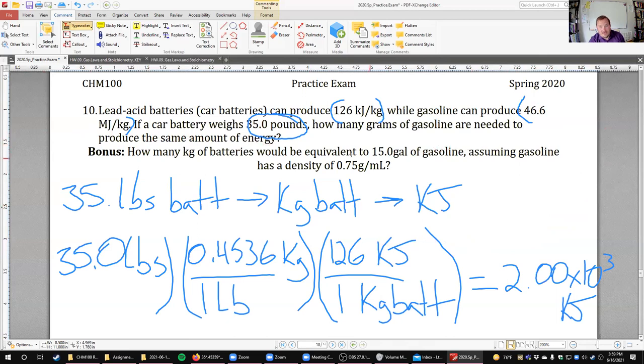If we want to take that and convert that into grams of gasoline, we're gonna have to use that gasoline energy density. So this is called an energy density, the amount of energy you get per pound or per kilogram of a substance is called the energy density. Which kind of makes sense. It's how much energy you get per kilogram, right? Some things are more energy dense than others.